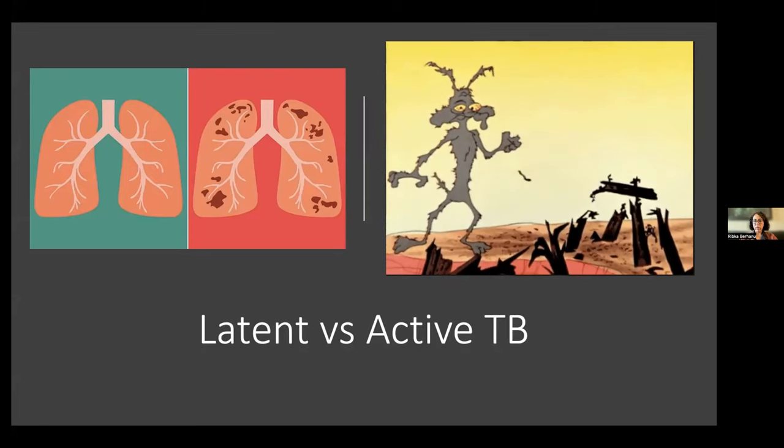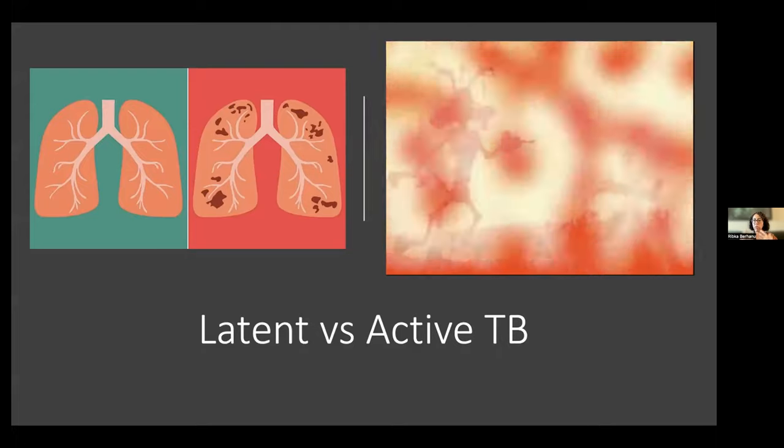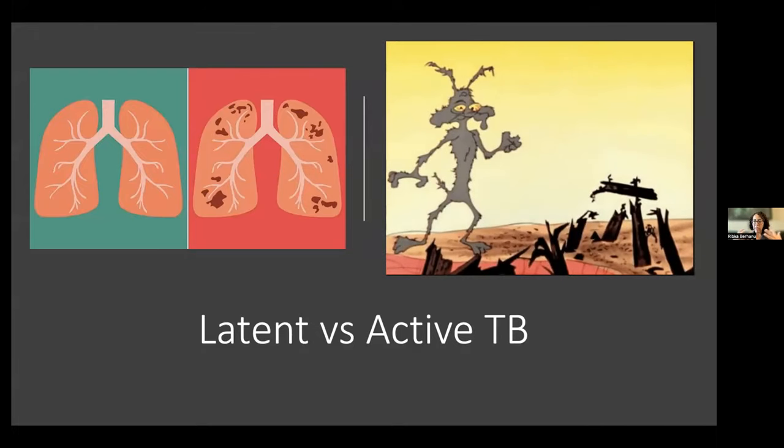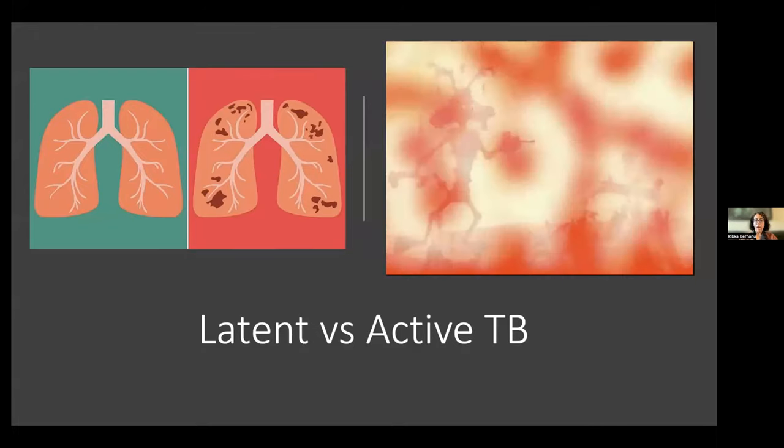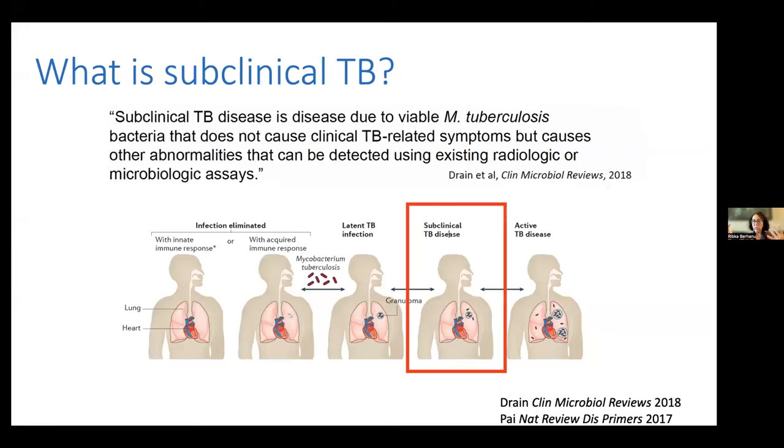And we've now come to understand that the progression from infection to active disease is much more complex. It's certainly not linear. It's dynamic and it's a continuum. And along this continuum is a very important state that I'm going to talk about at length today called subclinical TB. And what is it?